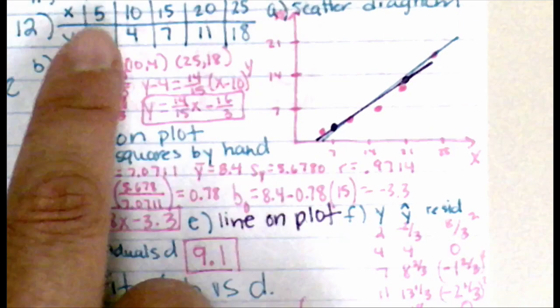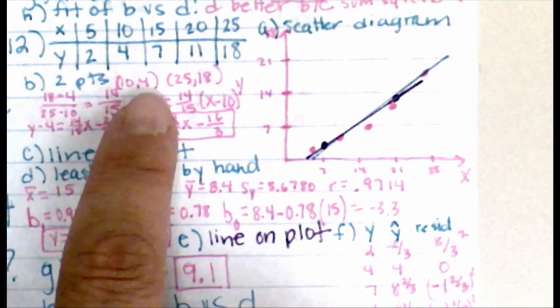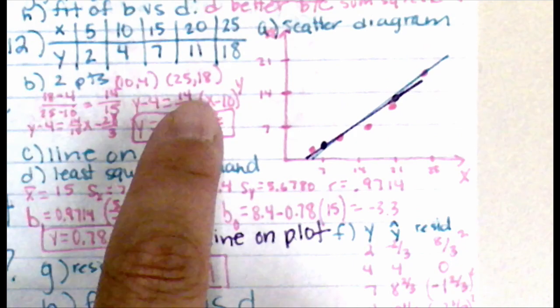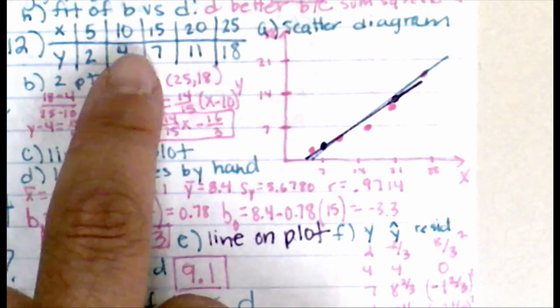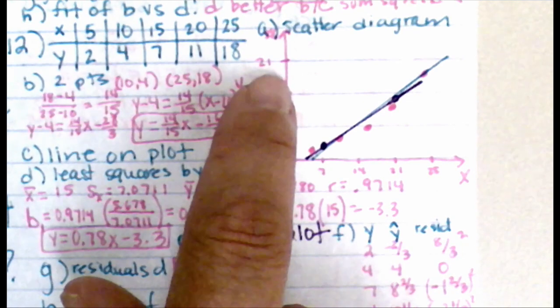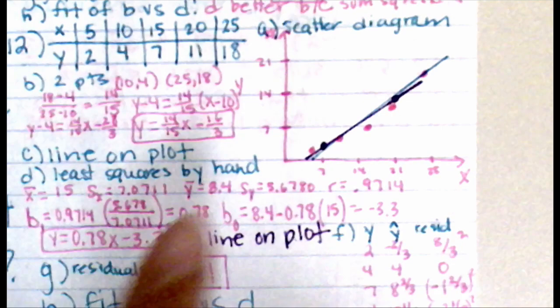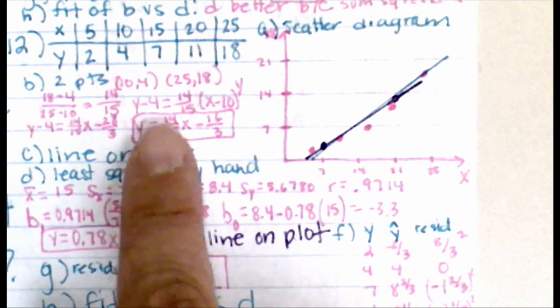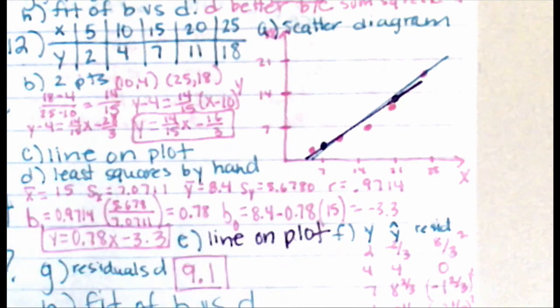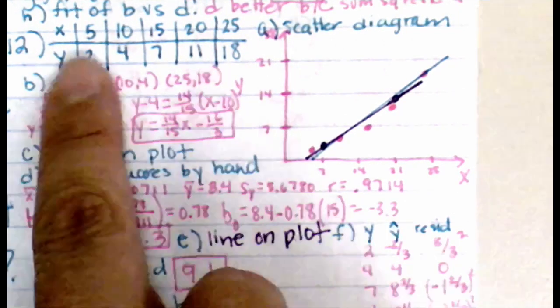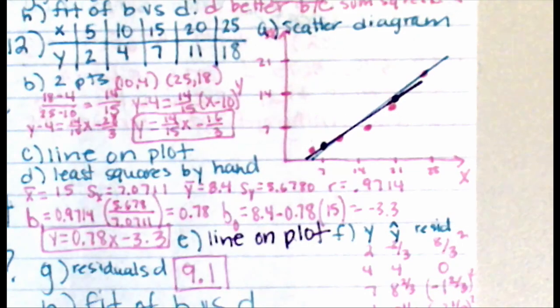Here's mine for part B. So I did (10, 4) and (25, 18). So the second point and the last point are the ones that I used. So this guy was my equation, 14/5 x minus 16/3. Again, your answer could be different and still be correct. You had to pick two of these points, again, trying to go through the center of the trend. And if it does that, then yours is fine and doesn't need to be changed.